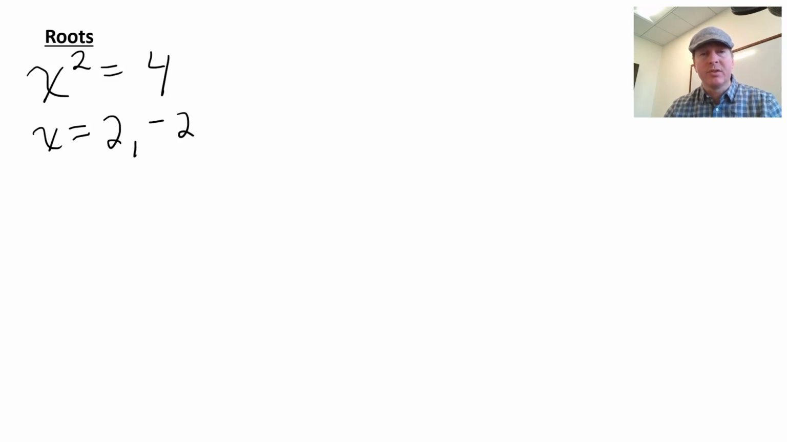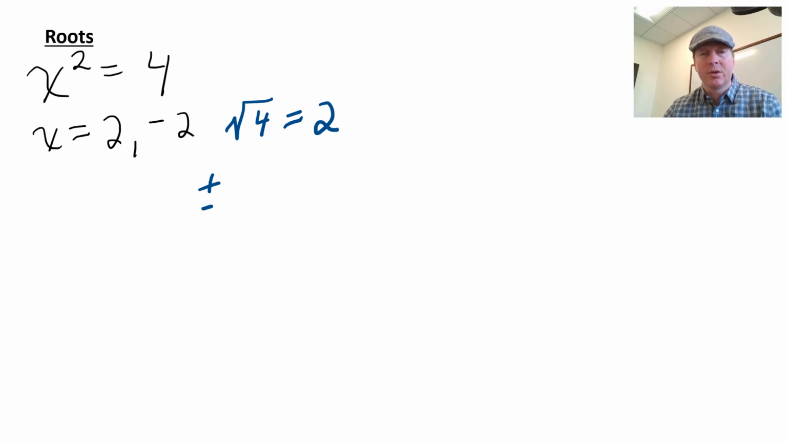Positive 2 times 2, of course, is positive 4. But negative 2 times negative 2 is also a positive 4. So x has two roots, in this case, square roots. Now, one thing to keep in mind, suppose I wrote the number 4 underneath a square root symbol. By definition, it's only the positive root.